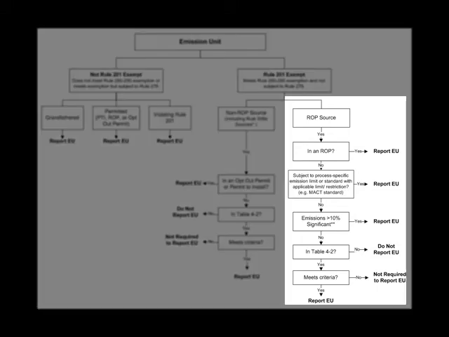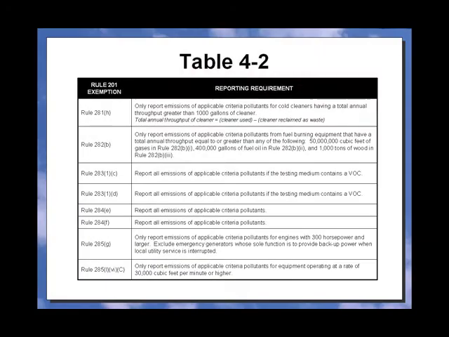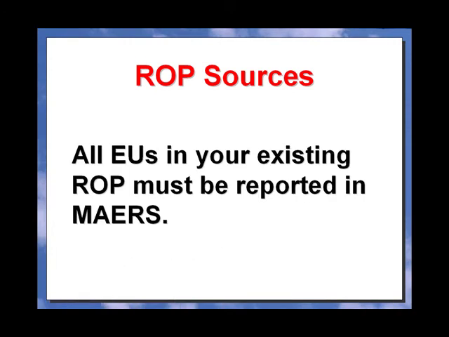Now, if you do have a renewable operating permit, there's a few extra steps you have to go through, but a lot of them are pretty similar to the non-ROP source steps in terms of taking a look at Table 4-2. The main thing you should realize, though, is that if you have a renewable operating permit and that emission unit is identified in your renewable operating permit, then it must be reported in MAERS. So for example, if you have a coal cleaner that's identified in your renewable operating permit, it does have to be included in your MAERS report.